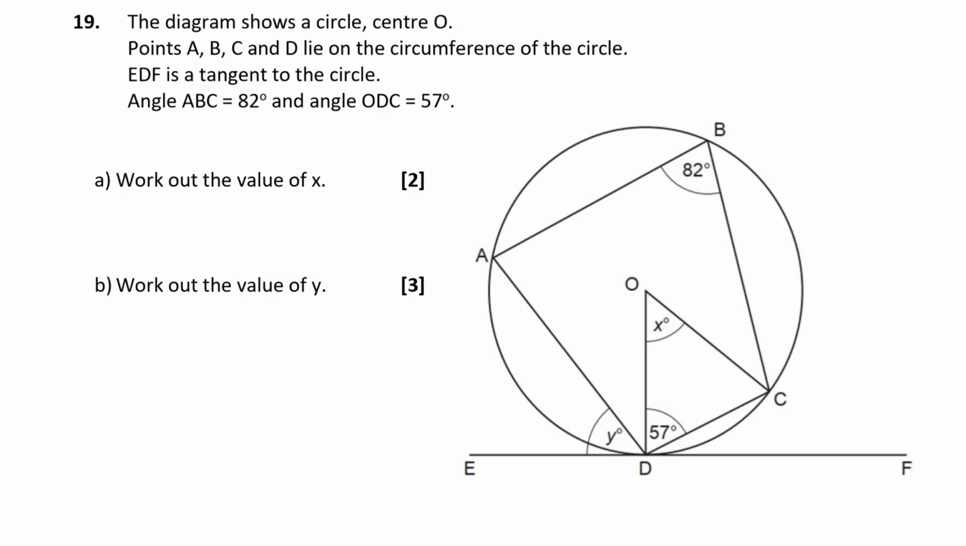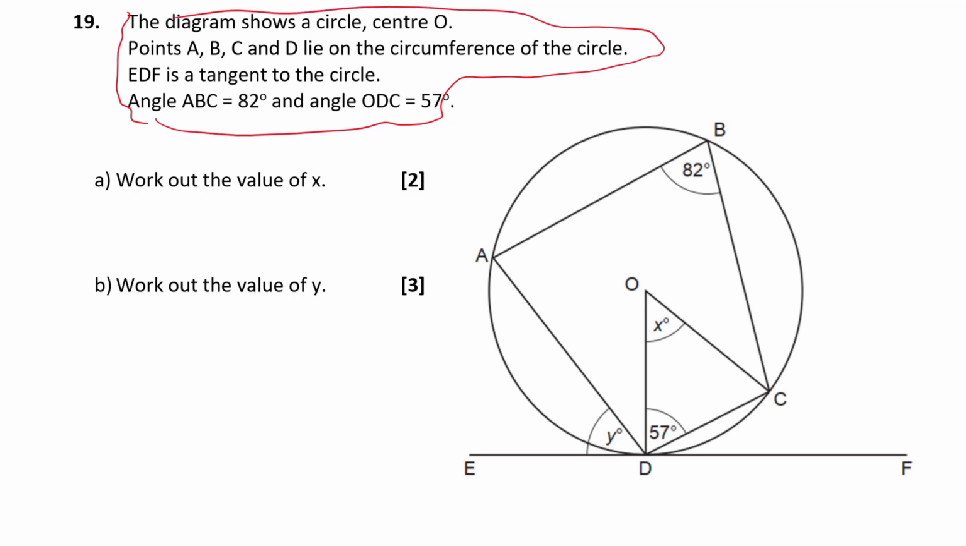Question 19. The diagram shows a circle center O. Points A, B, C, and D lie on the circumference of the circle. EDF is a tangent to the circle. Angle ABC is equal to 82, and angle ODC is equal to 57. Okay, I'm just checking through that. Really, all that information is already marked on the diagram. But always do double check, because sometimes there's extra stuff that's not been marked, and if you don't put it on, it's going to make it pretty much impossible for you to answer the question. So just read through it carefully and double check that everything is on the diagram.